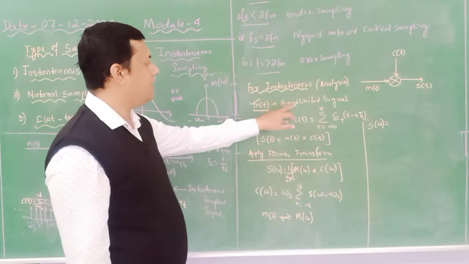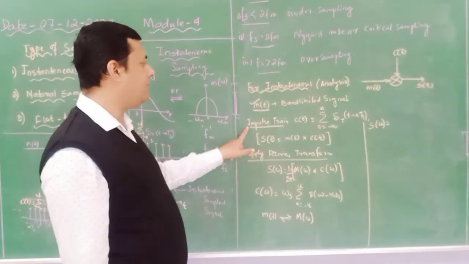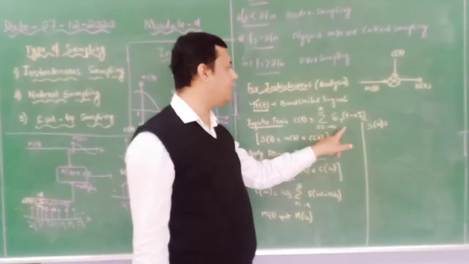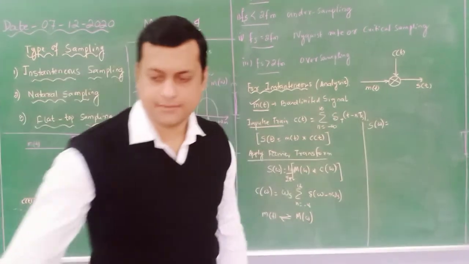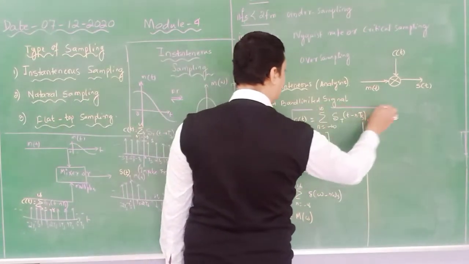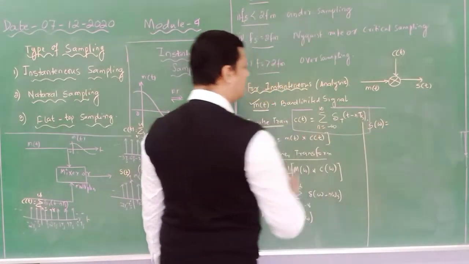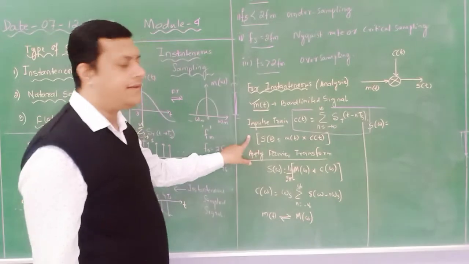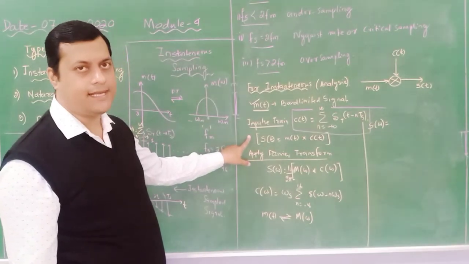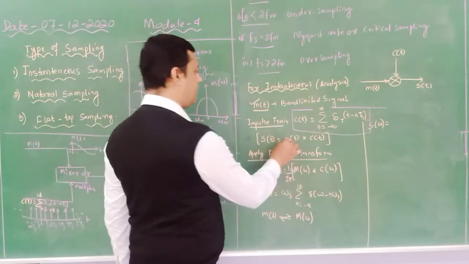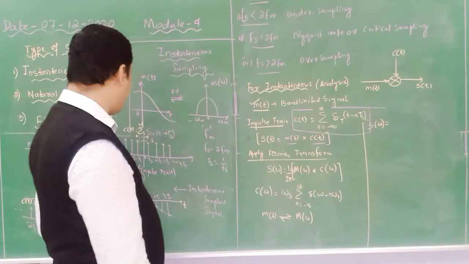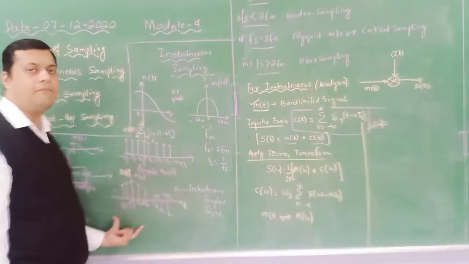m(t) is a band limited signal, and the impulse train is c(t), the sum from minus infinity to infinity of delta(t minus nTs). So these are the two considerations. Next I need to multiply. The output of the multiplier is s(t). So s(t) is what? m(t) multiplied with c(t). Now when I multiply, I am getting the instantaneous samples.